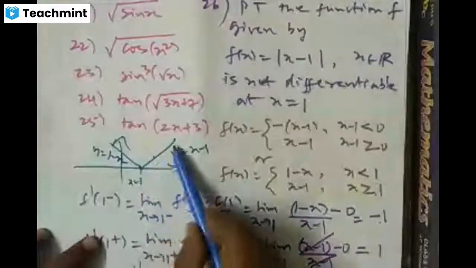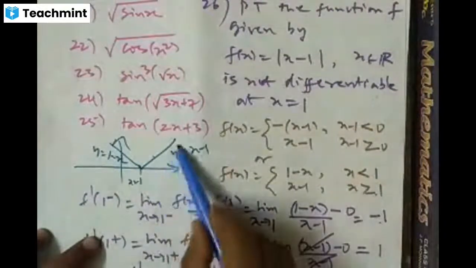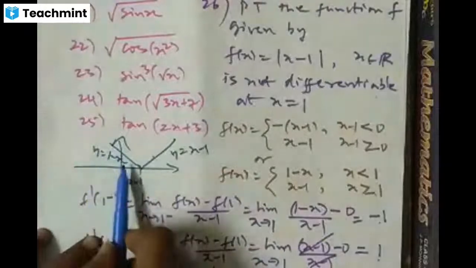See, what is the slope of this line? You just see here, m is 1, right? y is equal to x minus 1, m is 1. The slope of this line is 1. So we got the right hand derivative 1. What is the slope of this line?